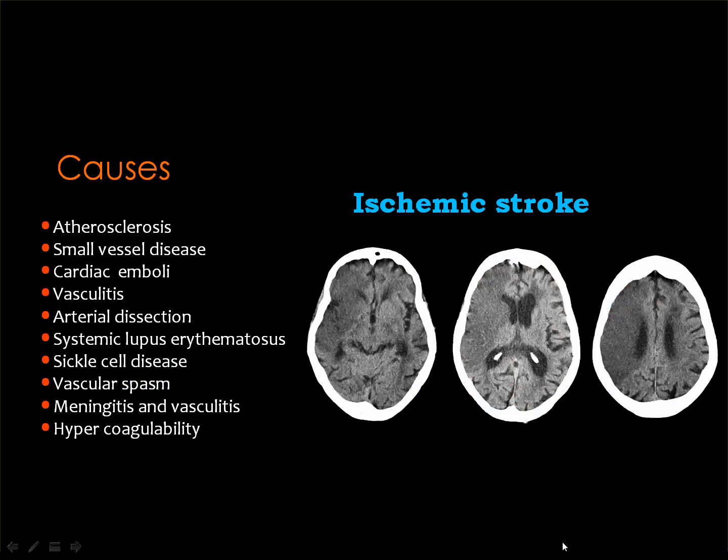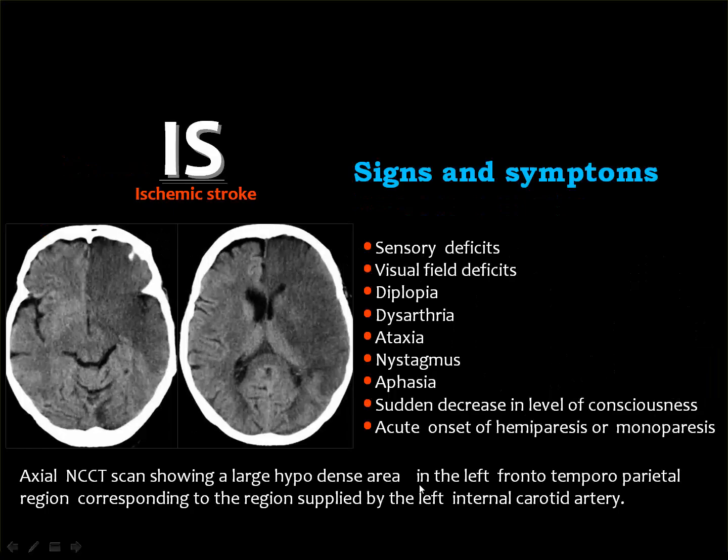Ischemic stroke. And you know, there are many causes for ischemic stroke, including arteriosclerosis, small vessel disease, cardiac emboli, vasculitis, arterial dissection, systemic lupus, sickle cell, and many of the coagulopathies that can result in vascular occlusion, and this will proceed to the formation of an infarction in the brain.